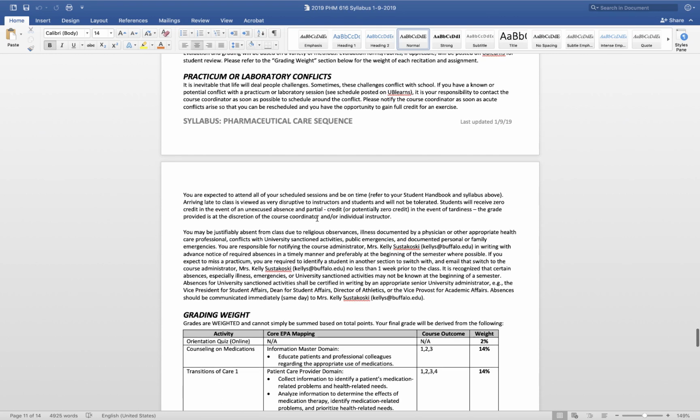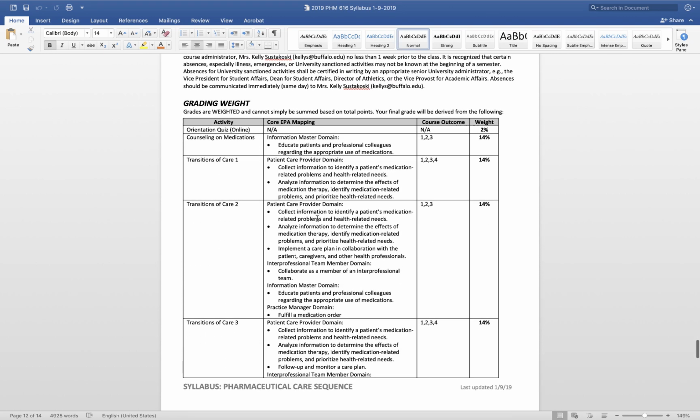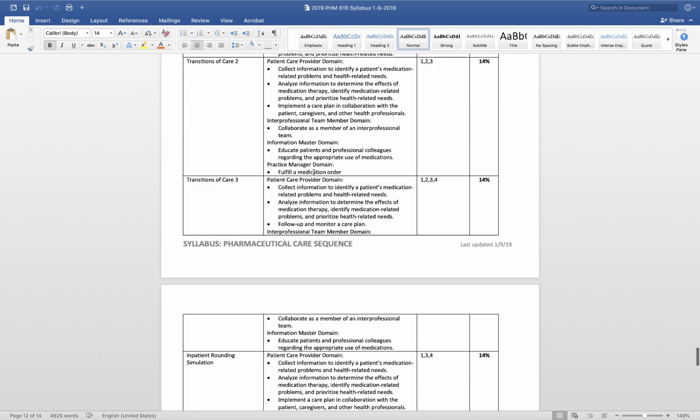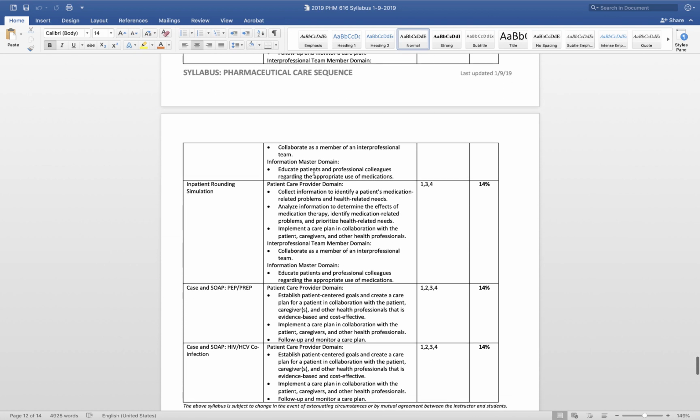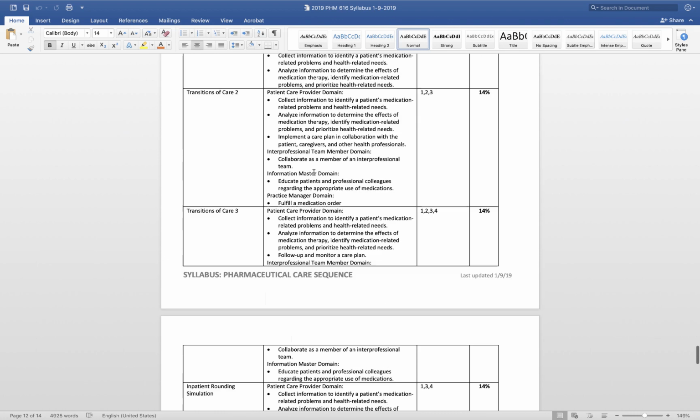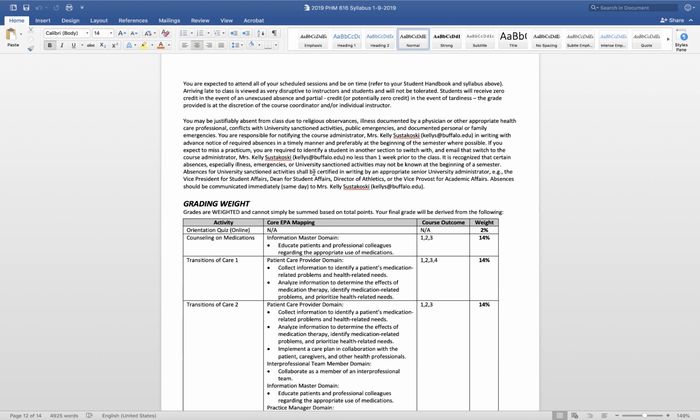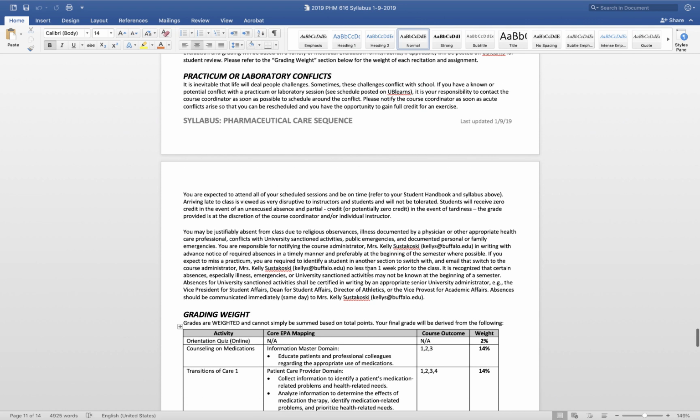All of the different practicums are weighted the same amount with the exception of the online quiz for the orientation. All the rest are just worth 14%, and the quiz is just worth 2% of your overall grade. You can see some of the outcomes that are listed for each of the different sections and the domains that we're trying to focus on. Those are just there for your information.